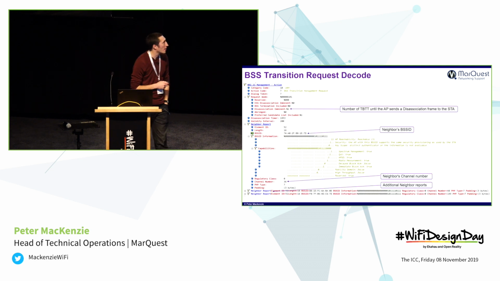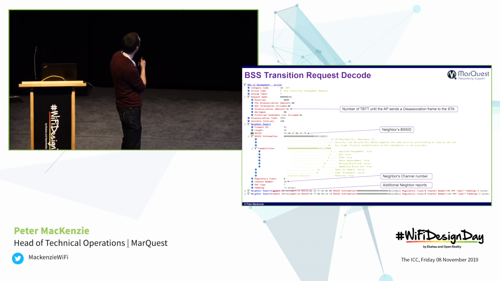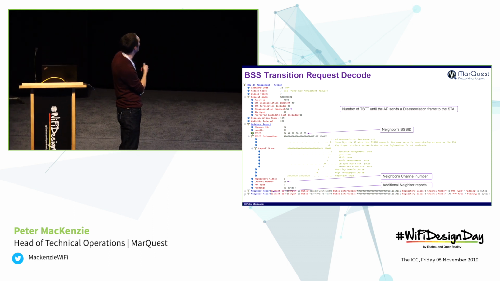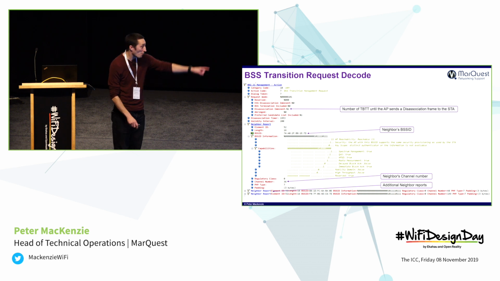I just want to have a quick look at a couple of things in this packet now. Sounds harmless enough. But let's have a look at just one of these things here. Disassociation imminent. That says, hey, these are some good APs to connect to, and this is the number of target beacon transmission times, so the number of beacons you've got before I'm going to disassociate you. So I'm going to give you some time to move, but if you don't move, I'm going to kick you off anyway. It's not quite as friendly anymore, is it? Hey, go onto these APs, and by the way, within one beacon, I'm going to kick you off.